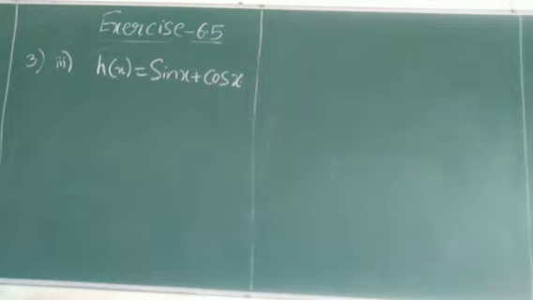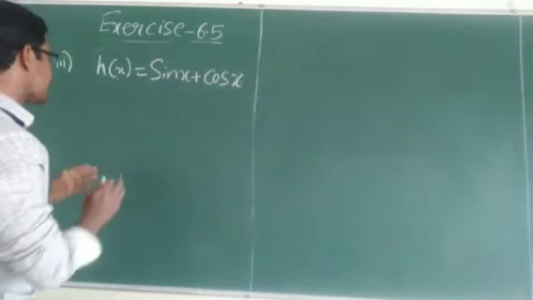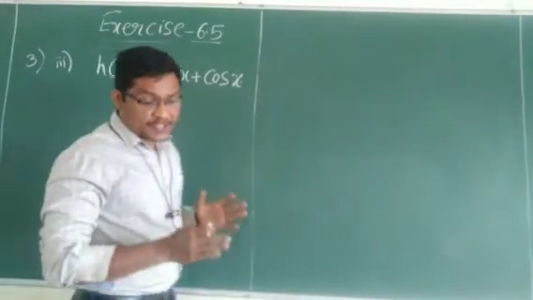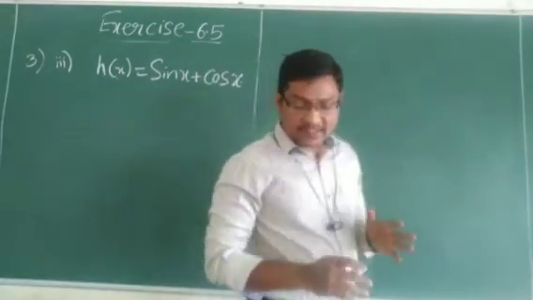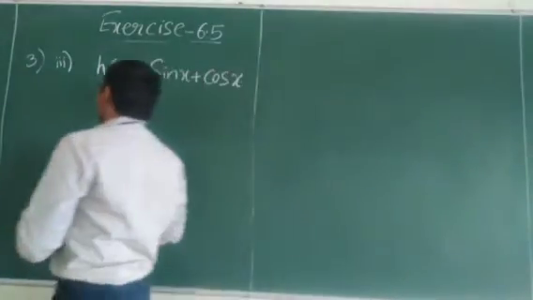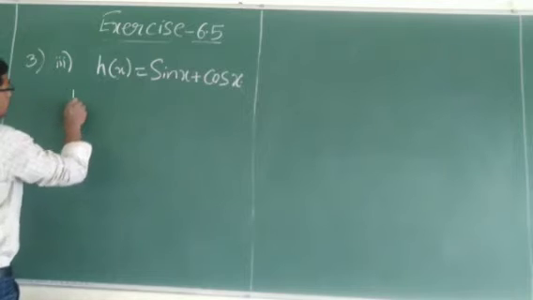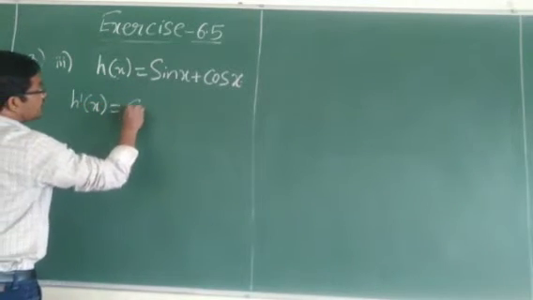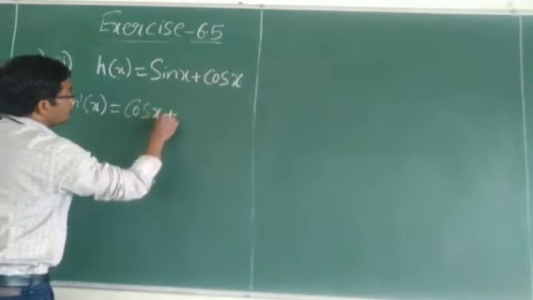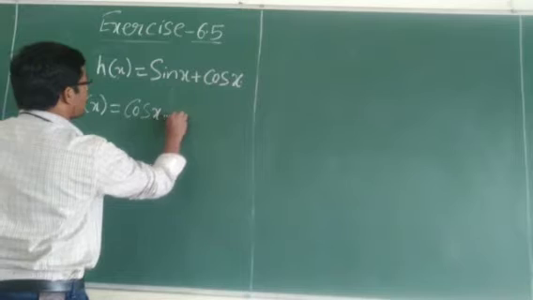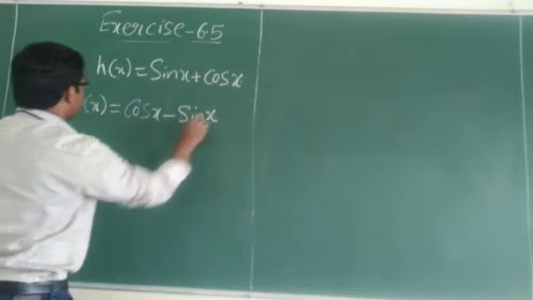Next question, h of x is equal to sin x plus cos x, and the interval is also given. X must be between 0 to pi by 2. So the method is the same. Find the derivative. The derivative of sin x is cos x, plus the derivative of cos x, which is minus sin x.